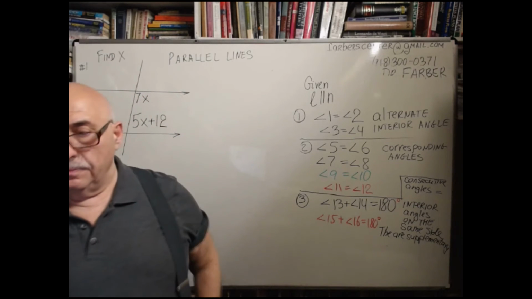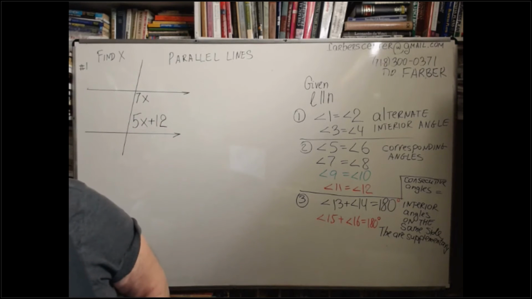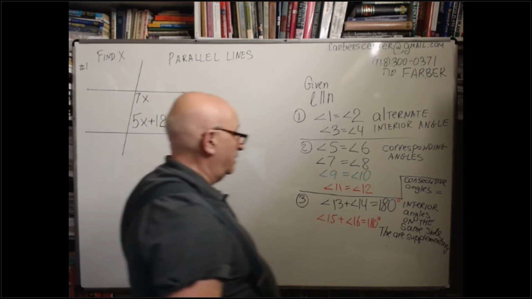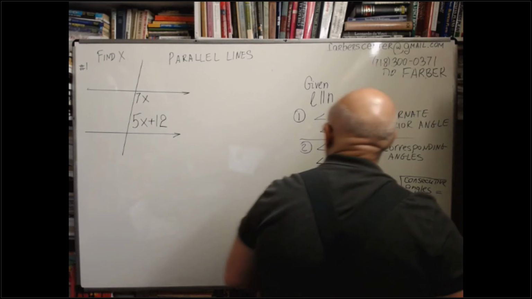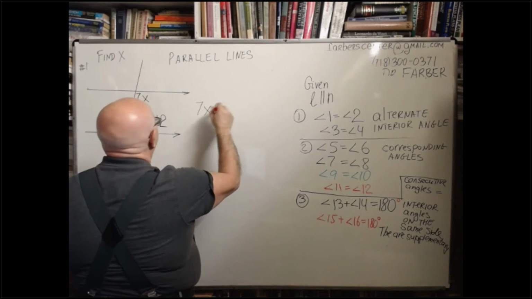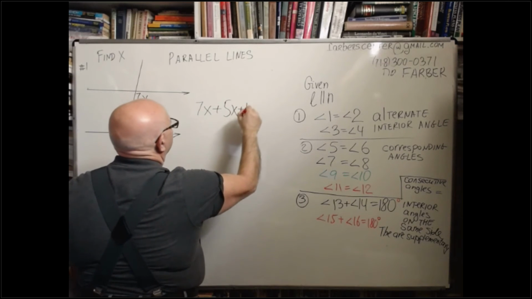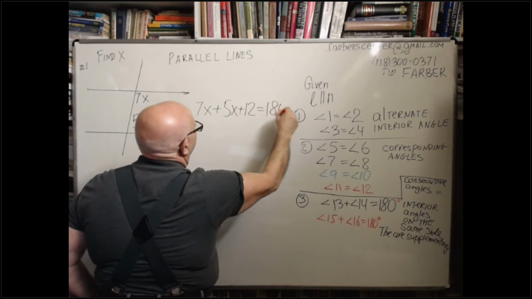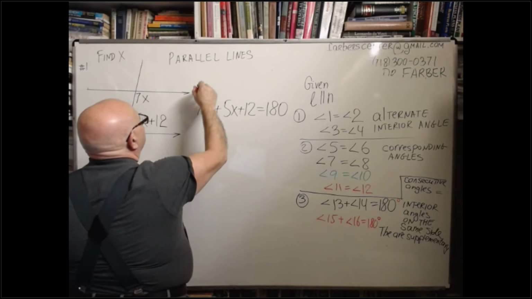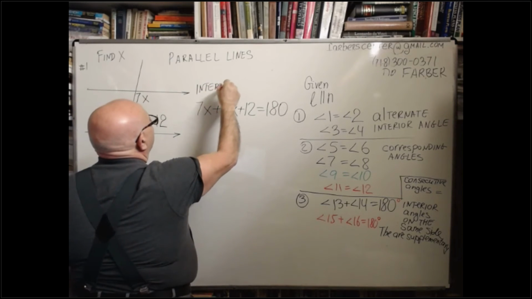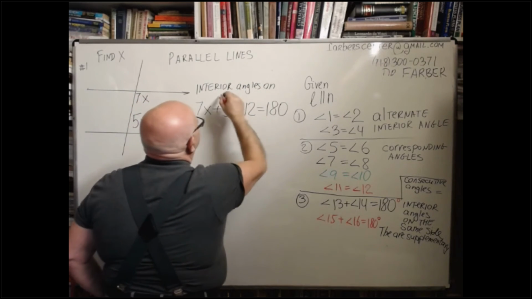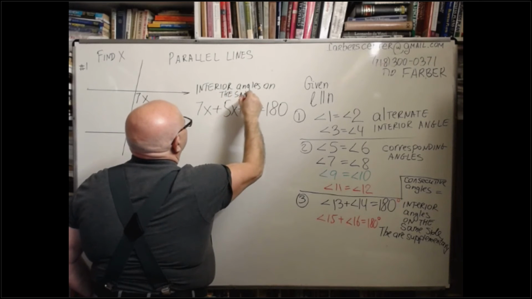If interior on the same side is item 3. So far, so good. Now, Miriam, A+. If they are on the interior on the same side, they have property. They are supplementary. What does it mean? That 7x plus 5x plus 12 equals to 180 degrees. Why? Property 3. Interior angles on the same sides. First of all, recognize.